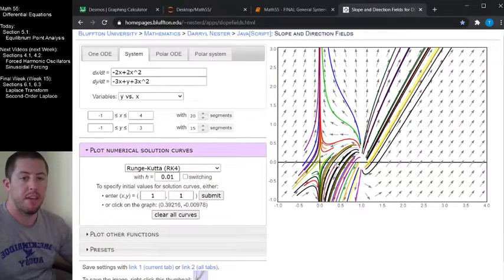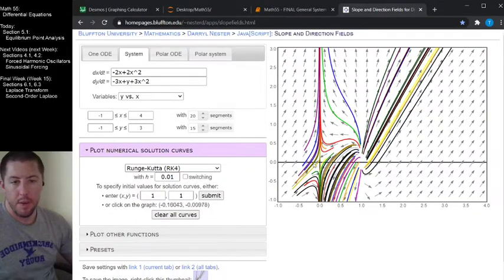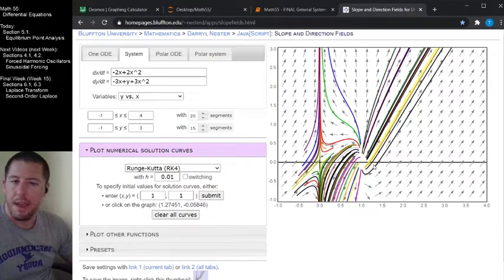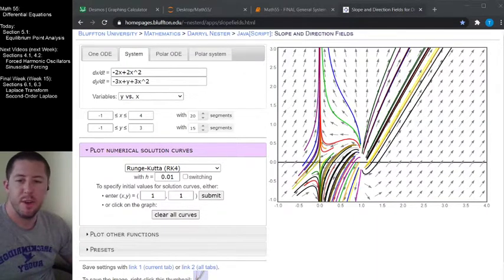So remember that these classifications are local only, but we do see that locally there is the saddle at the origin. Locally, everything moves away from 1, 0. We're getting that source type behavior. I don't see any spiraling or any degenerate source or anything like that going on there. So I feel pretty good about those classifications that we just made right there.